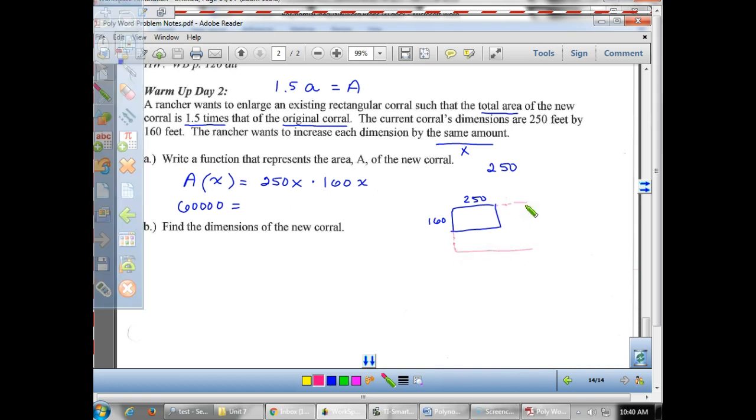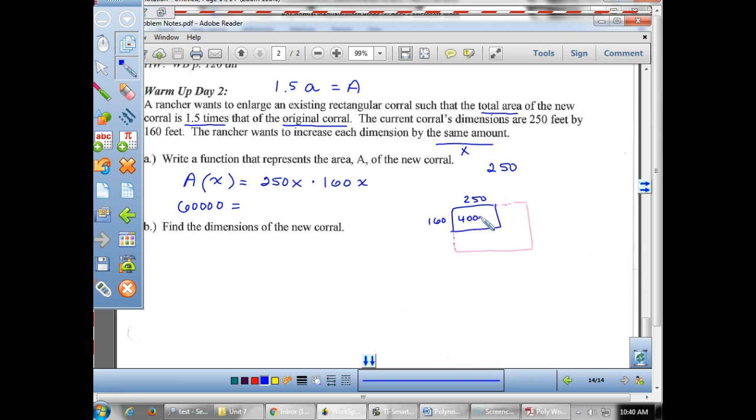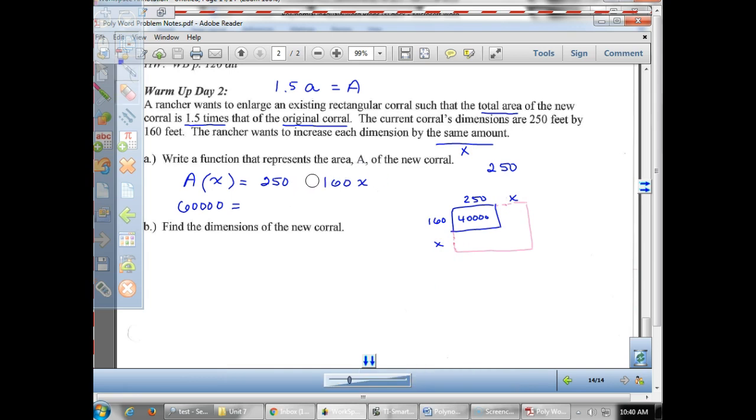Now I don't know if I drew that to scale, but my new area should be 1.5 times the original area. The original area would have been 40,000, so 1.5 times that would be 60,000. So what I want is to add x to both of those dimensions, correct? So really what I have is x plus 250 times x plus 160, and that should equal 60,000.